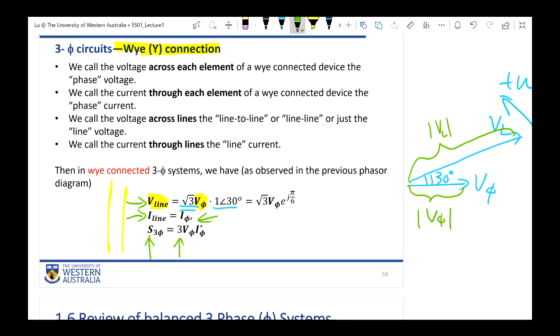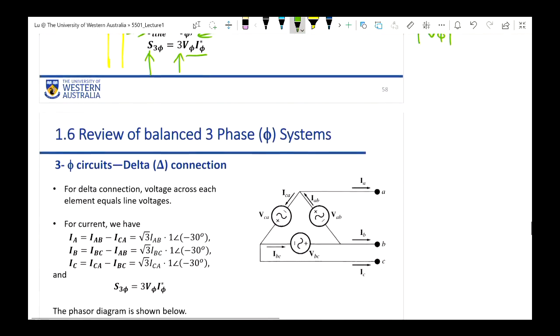And the V times I conjugate indicates using the phase voltage multiplied by the conjugate of the phase current to get the complex power for one single AC circuit out of 3. So is that clear, everyone? Yeah. I think Tyrone has done this part, so I just quickly review that part. This is for the Y connection pattern.